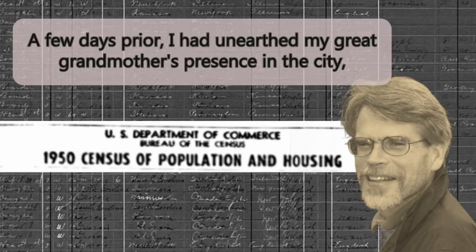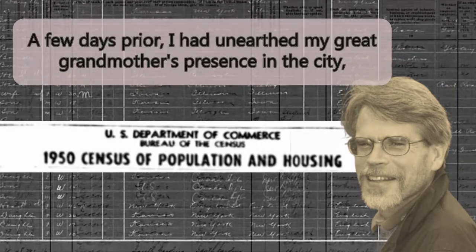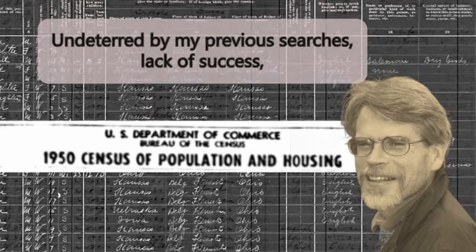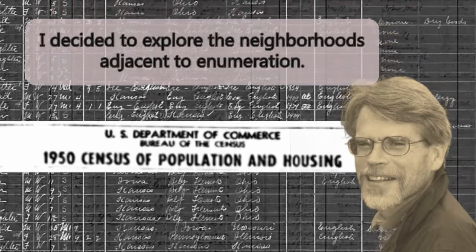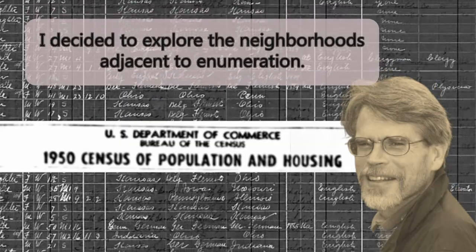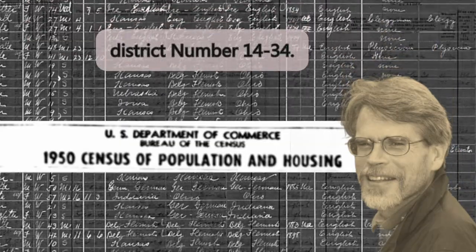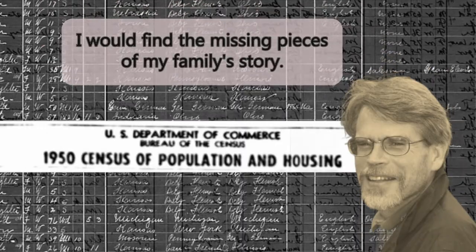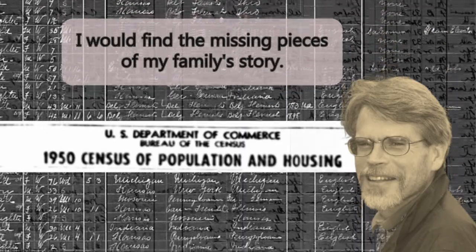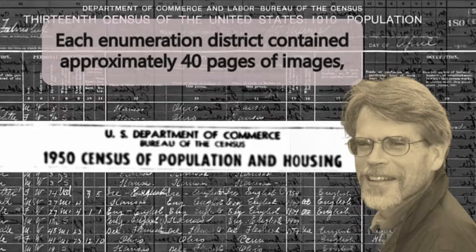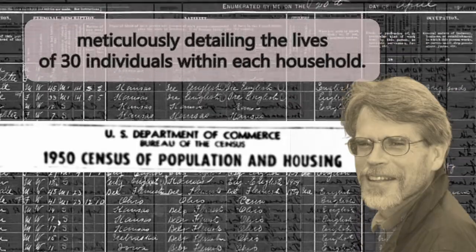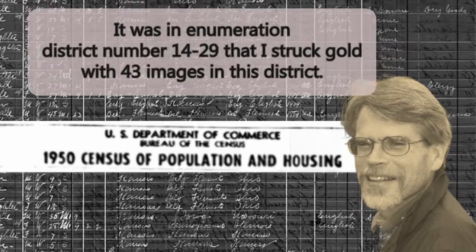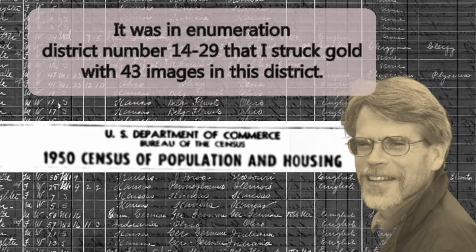A few days prior, I had unearthed my great-grandmother's presence in the city, nestled in a convalescent home shortly before her passing. Undeterred by my previous search's lack of success, I decided to explore the neighborhoods adjacent to enumeration district number 14-34. My hope was that somewhere amidst the pages of another district, I would find the missing pieces of my family's story. Each enumeration district contained approximately 40 pages of images, meticulously detailing the lives of 30 individuals within each household. It was in enumeration district number 14-29 that I struck gold.